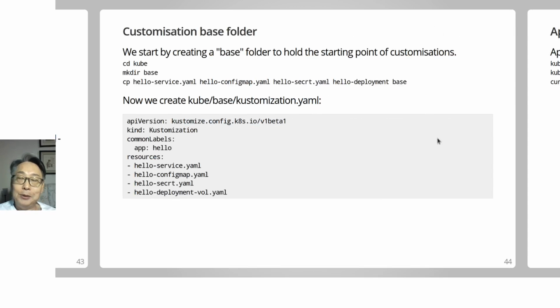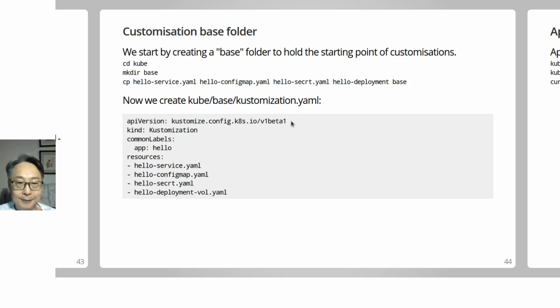How do you begin to use Kustomize? We begin by creating a base folder. It holds the starting point of our customizations. So let's go into our kube configuration folder, create a new folder called base, and copy all our YAML files into base. Inside base, I create a file called kustomization.yaml. And this is how it looks.